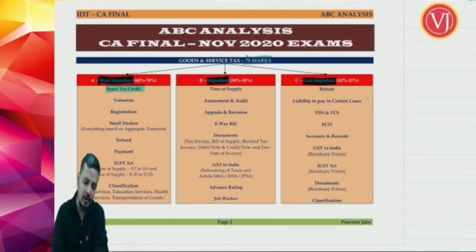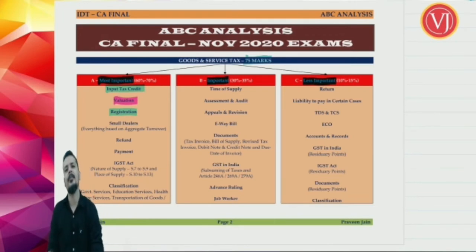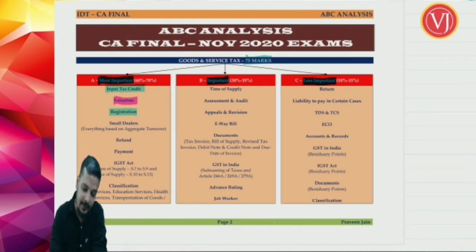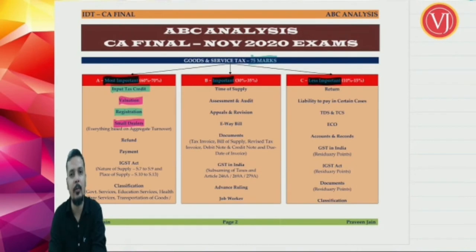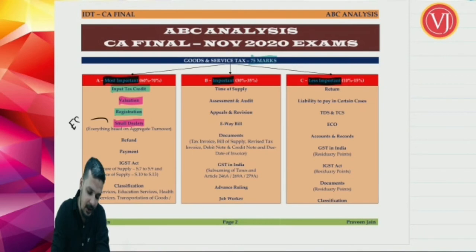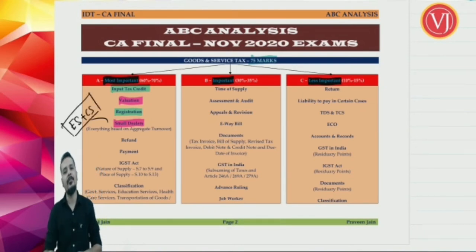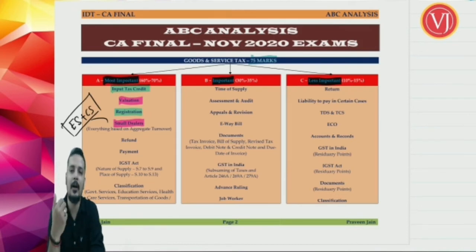Then you have your valuation chapter, again A part. Then you have your registration chapter, right? Entire registration, which covers 3 areas: taking registration, amendment of registration, and cancellation of registration, another important area. And friends, the next very important area is small dealers. Those who have referred to the SRK material would know small dealers is a chapter where we discuss your exemption scheme and composition scheme. In your ICAI material, it is not given separately. Exemption is part of the registration chapter and composition is part of the levy chapter.